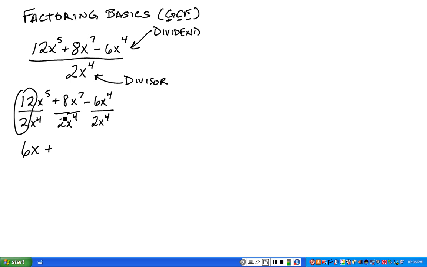Write my plus sign. 8 over 2 is 4 when you divide. x to the 7th over x to the 4th: 7 minus 4 is 3, so x to the 3rd. And then you write your minus sign. 6 over 2 is 3. x to the 4th over x to the 4th: 4 minus 4 is 0, so you wouldn't have any x's to show right here. And this would be your answer, your quotient.